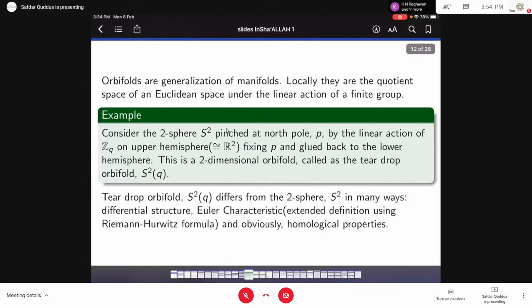For example, we have S2. We look at the rotation, and that rotation fixes, say, any of the hemispheres, whatever it is. So it gives a teardrop-like structure, and that's no longer smooth at the fixed point, and there may be ramifications, and there are ramifications, at least for this case, and generally. So we have different homological properties, and also differential structure, and all the characteristics also change. So this is a different kind of space, which is not exactly smooth.